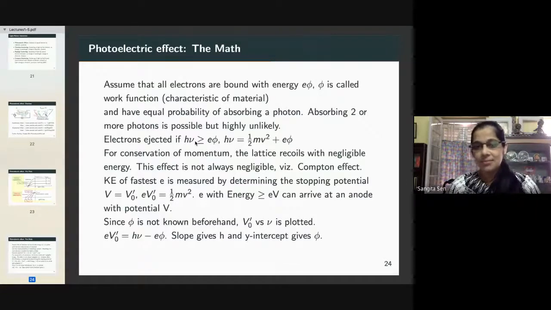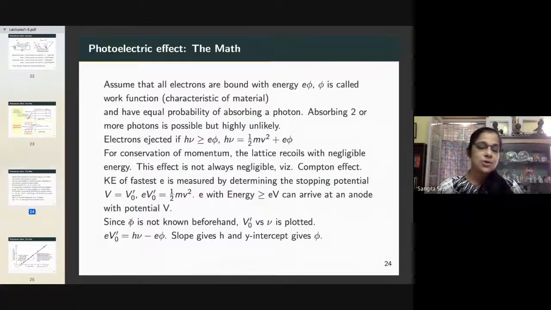So there is one more thing that needs to be conserved here, that is the momentum. And it is conserved because the lattice recoils, but the energy transmitted to the lattice is considered to be negligible. Okay, if this is not negligible, then what we get is the Compton effect, and that cannot be explained by this simple analysis that we're doing now. For that, we will study about it. So if the lattice recoils, or if the electron that is scattering the light recoils, then what happens? And when we look at the stopping potential, this can be equated with the kinetic energy of the fastest electron. Fine.